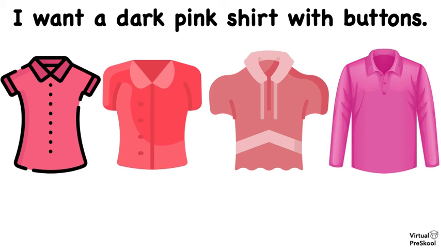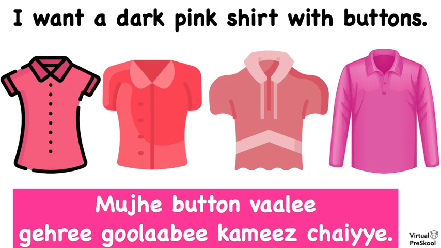And let's do the same sentence with a dark pink shirt. I want a dark pink shirt with buttons. All right, let's take a look at the answer. मुझे बटन वाली गहरी गुलाबी कमीज चाहिए.